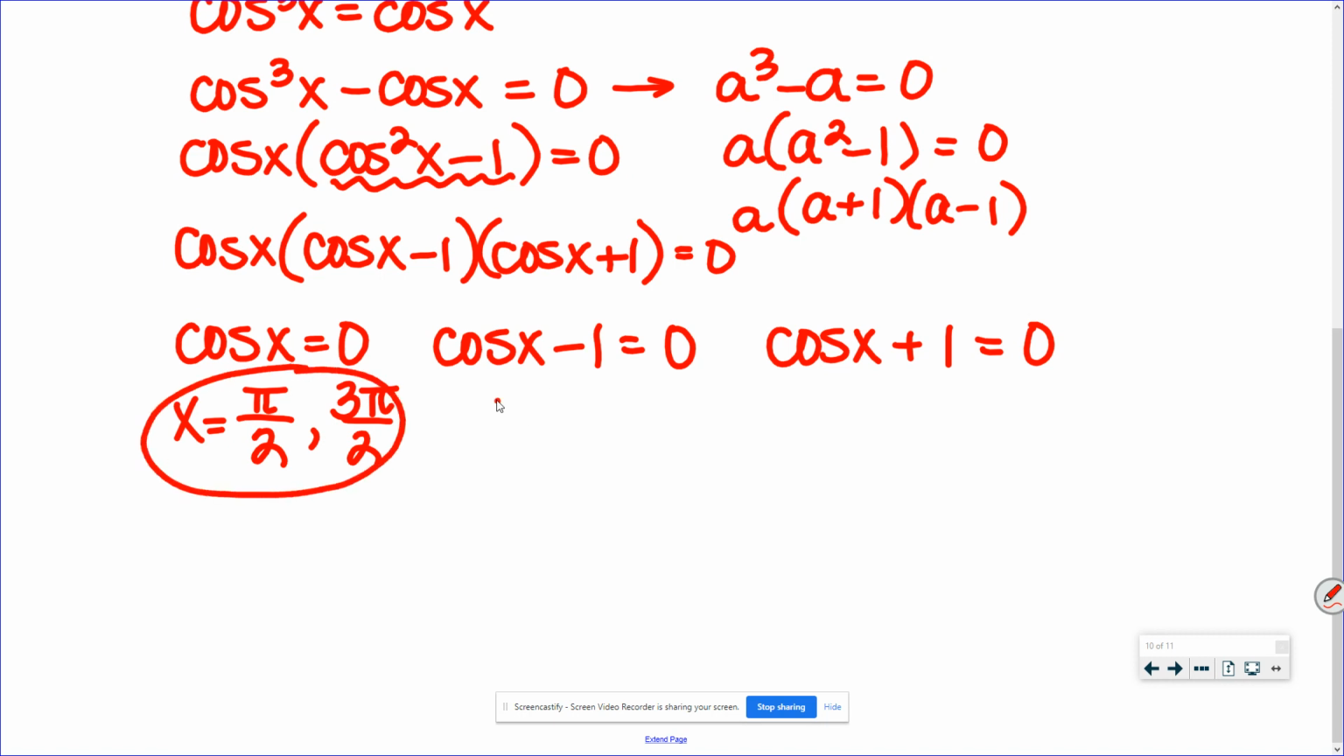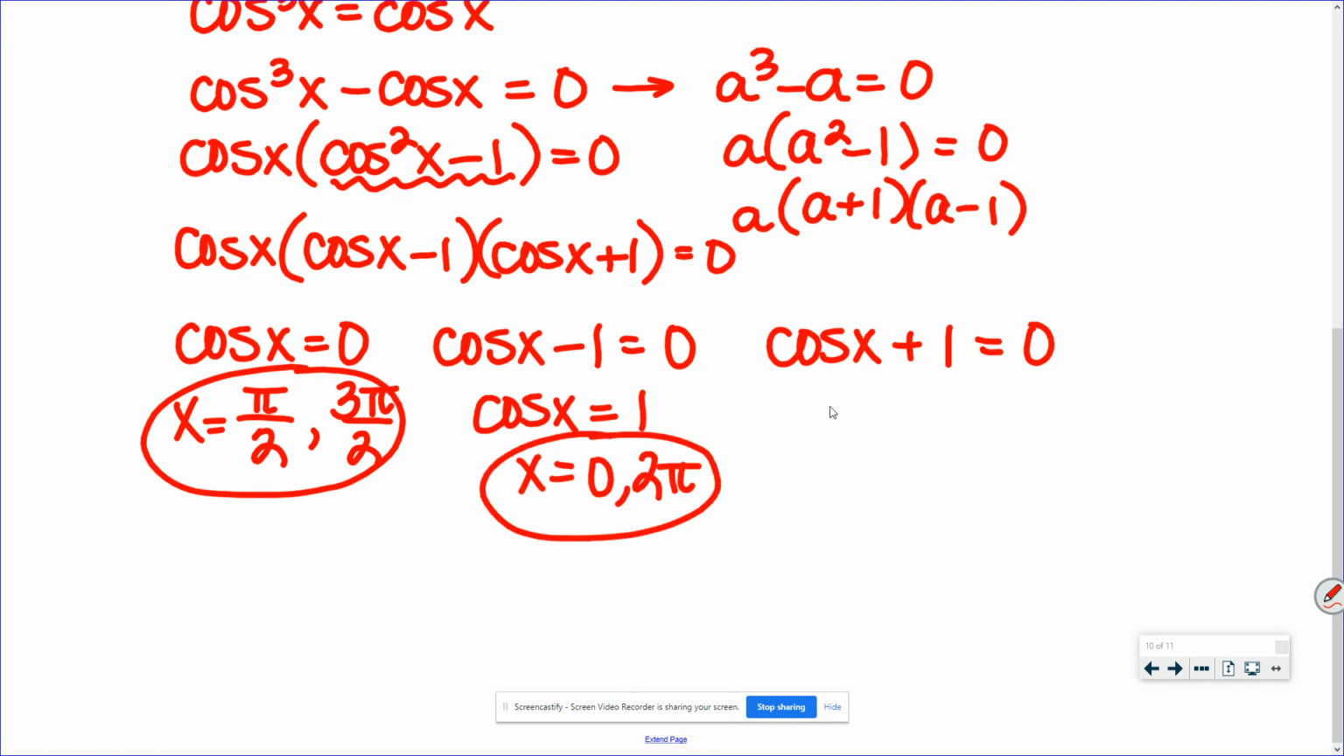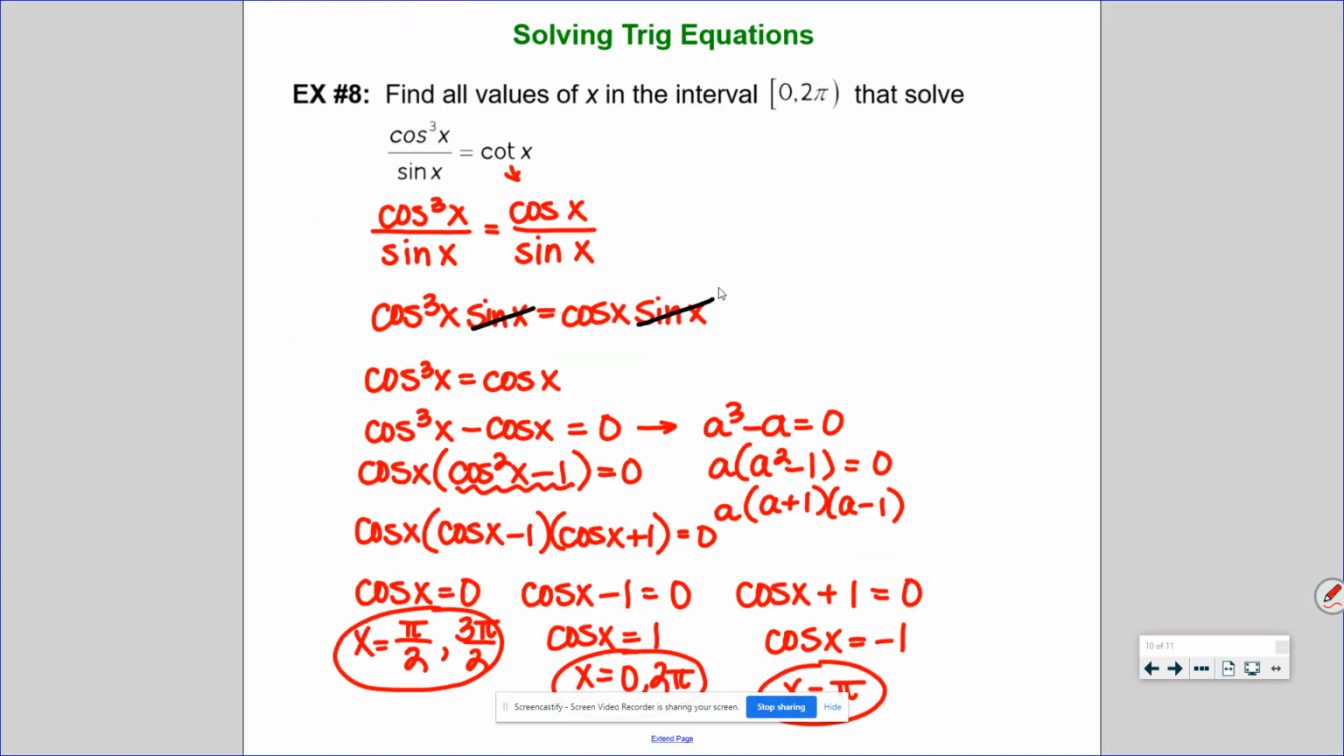Okay. Over here, I need to solve it a little bit further by adding the 1. So now I'm asking myself, when is the cosine equal to 1? Cosine is equal to 1 at 0 or 2 pi, whichever one you want to call it. And then I have one more step that's asking me when is cosine equal to -1? That is at pi. Notice all the answers I chose to write are in this interval, 0 to 2 pi.